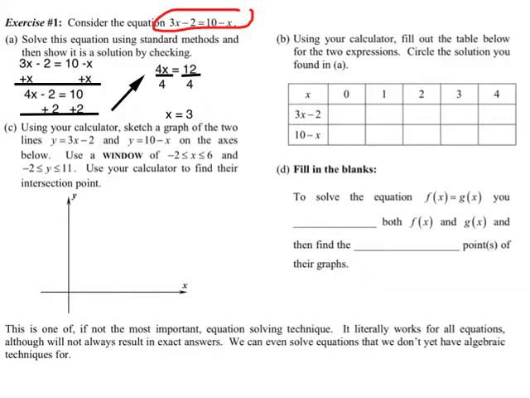You're supposed to check it. If you go back and check it real quick, 3 times 3 is 9, minus 2 is 7, and 10 minus 3 is also 7. So it does work. You're supposed to show it on your paper, though.